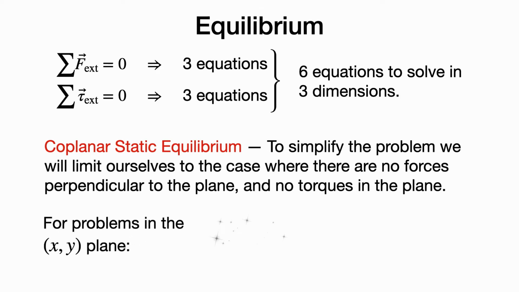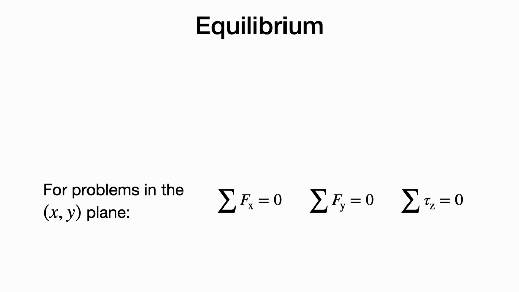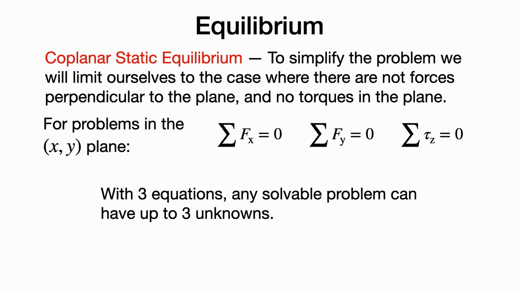So if we consider the case where our problems are in the xy plane, then we must consider the sum of all the forces in the x direction vanishing. Those forces in the y direction must also sum up to 0. And the sum of all the torques which are in the z direction must also sum to 0. Now, with this simplification, what we wind up with is 3 equations, which mean that we are going to have problems which can have up to 3 unknowns and still be solvable. To understand this better, we want to consider an example.